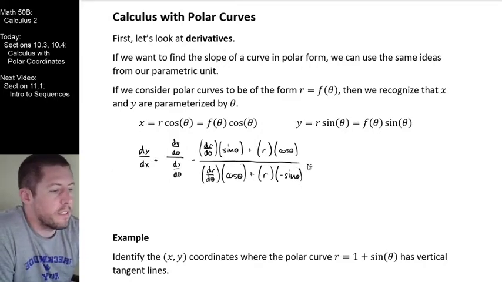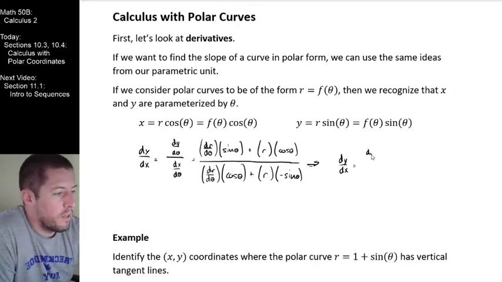So it looks like this is telling me then that we should be getting that dy/dx is going to be dr/d theta sine theta plus r cos theta, divided by dr/d theta cos theta minus r sine theta.